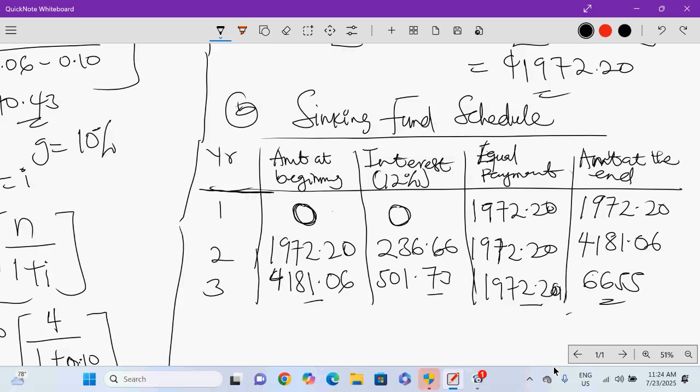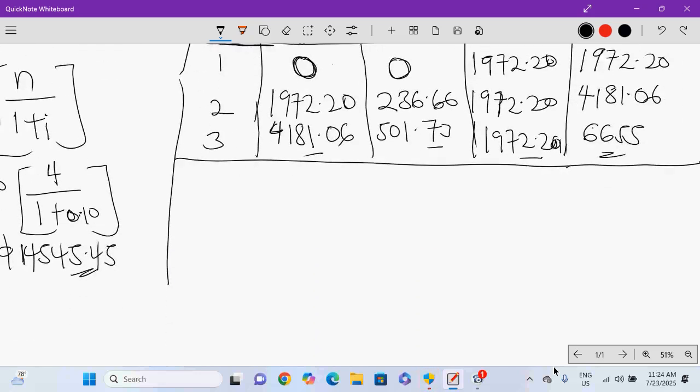So, ladies and gentlemen, that is the sinking fund for you. Very easy and straightforward.